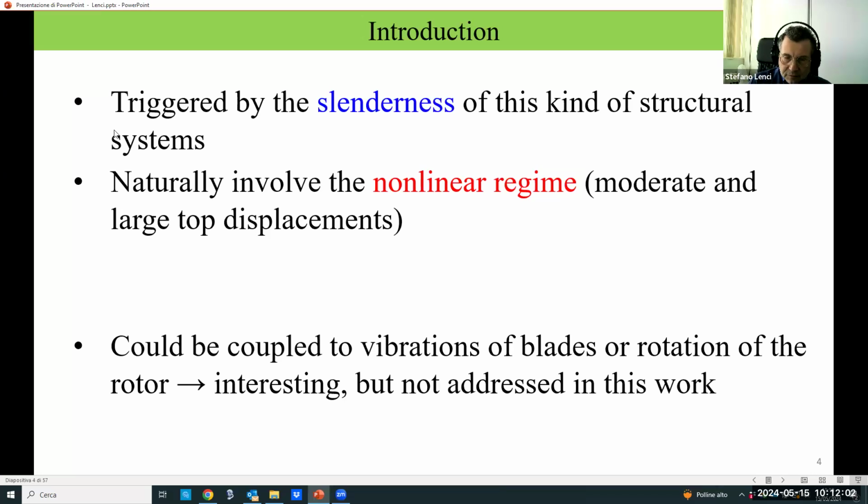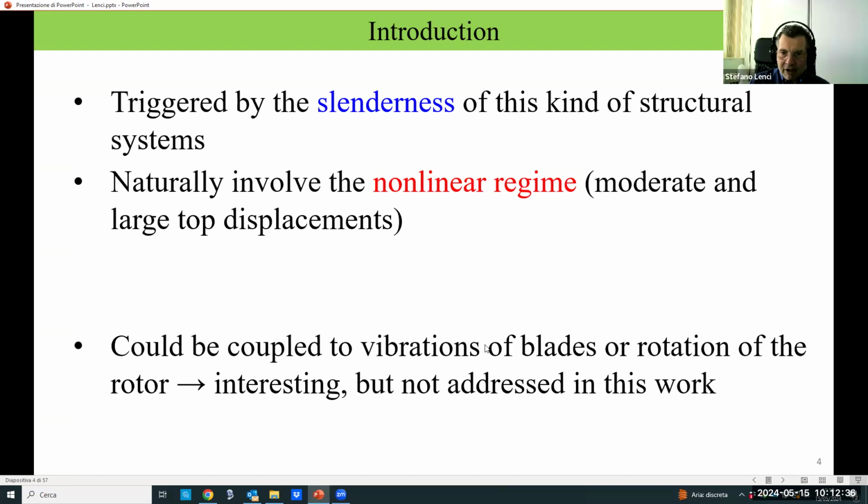And since they go to very large displacement, they naturally involve the nonlinear regime. So we have no longer small displacement, no longer linear behavior. You have moderate and maybe large top displacement, and this automatically calls for nonlinear behavior. So nonlinearity is absolutely needed in this kind of structure. And as you saw in the first movie I showed you, the nonlinear world is very, very strange because strange, new, unexpected phenomena can occur.